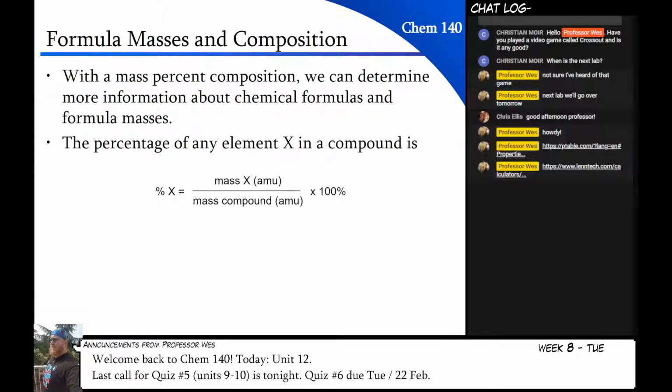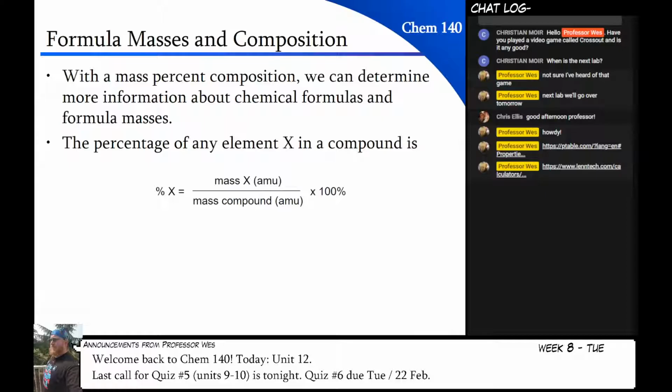This is the formula for percent of anything in a compound. If you know the mass of whatever X is in AMU, and you divide by the formula mass in AMU, and times that by 100%, you can get the percentage of X in that compound.